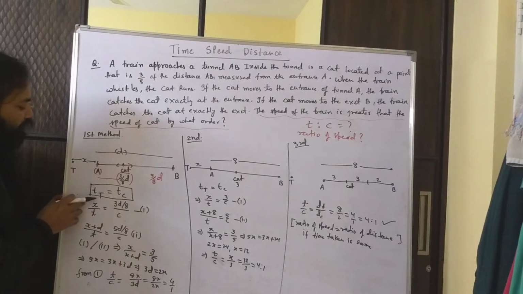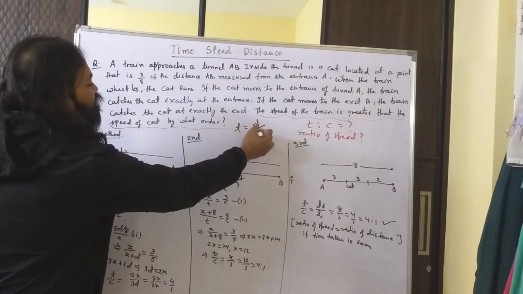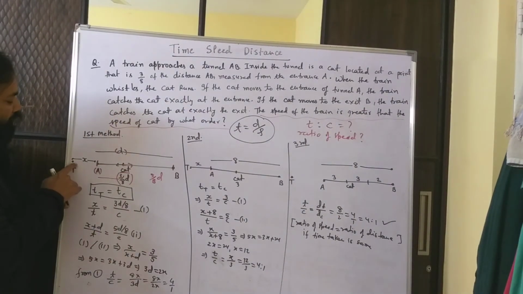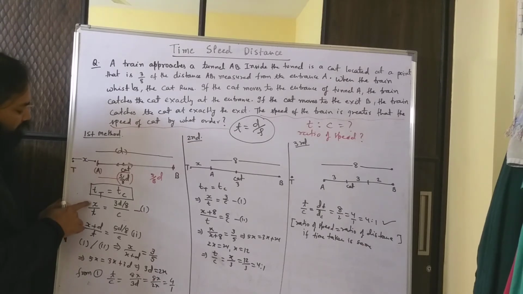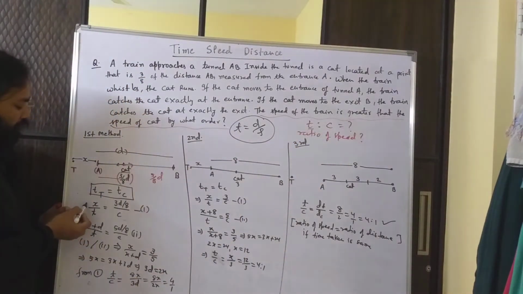Time traveled by the train is the same as time traveled by the cat. And you know the formula for time is distance by speed, so I will be using that. Now what is x? I have assumed this distance to be x, which is not given. This is the distance of the train from the entrance of the tunnel. So to meet the cat, the train has to cover this distance x. So distance is x and speed of the train I have assumed as small t. This is the distance traveled by the train and this is the speed of the train.